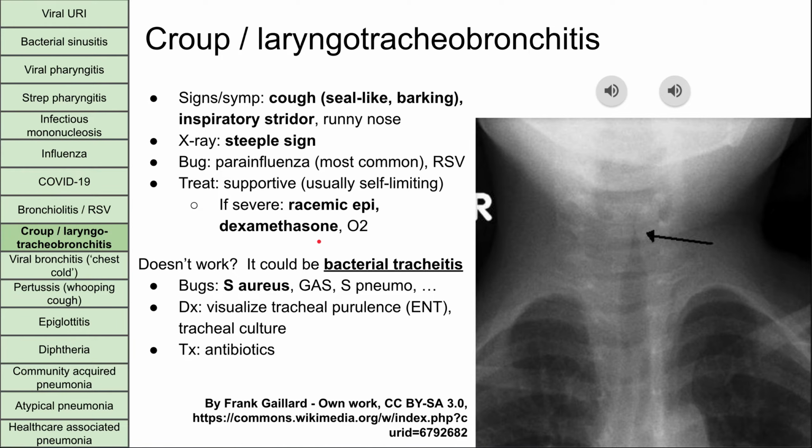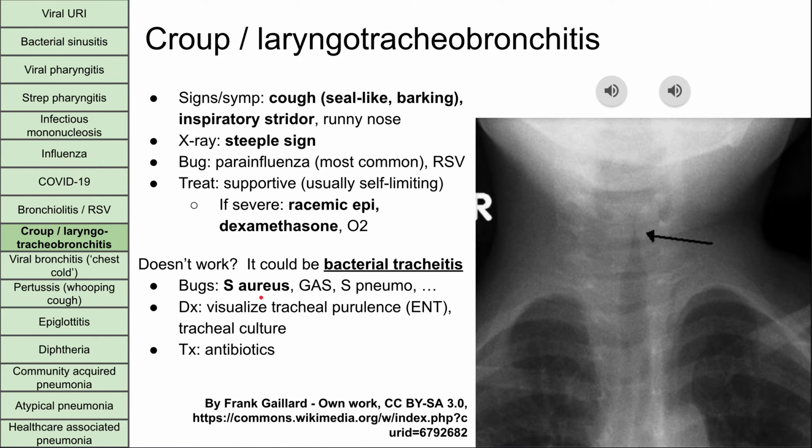you give them racemic epi, and they're not getting better, they seem to be getting worse, you might suspect bacterial tracheitis. This is essentially a bacterial infection of the trachea. It's caused by a number of bugs, most commonly Staph aureus, but it could also be group A strep, strep pneumo, and some of those other respiratory bugs. In order to diagnose bacterial tracheitis, you normally have to get in there.